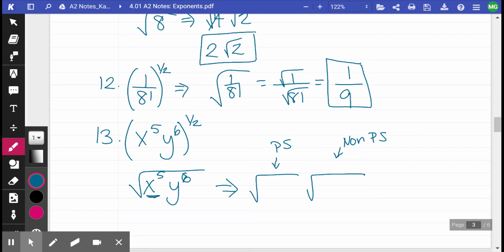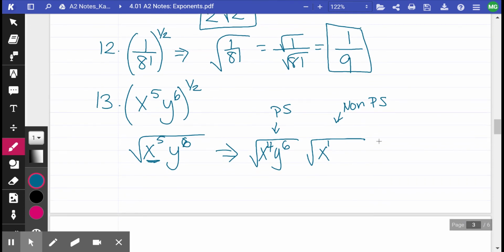I take the largest perfect square, so the largest even number before 5, which is 4. And then in here goes my x to the 1st. So x to the 4th times x to the 1st would give me x to the 5th. Y to the 6th is an even number. And remember, even numbers are perfect squares when they are in the exponent. So that's going to go in my first radical.